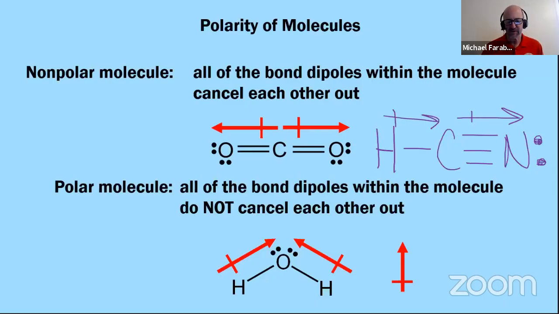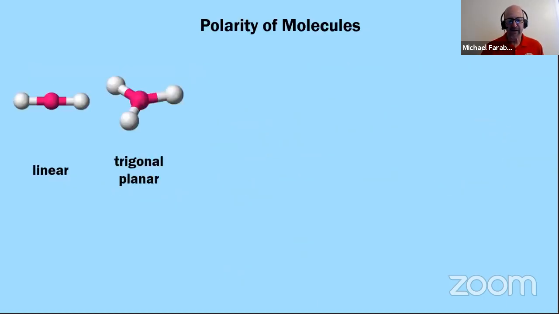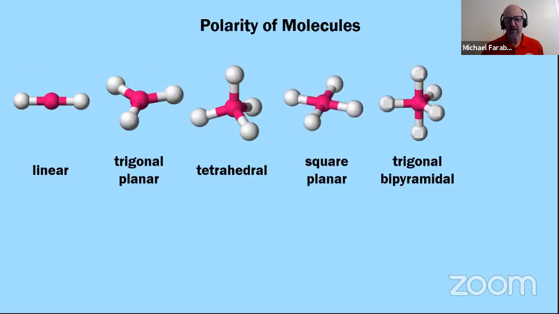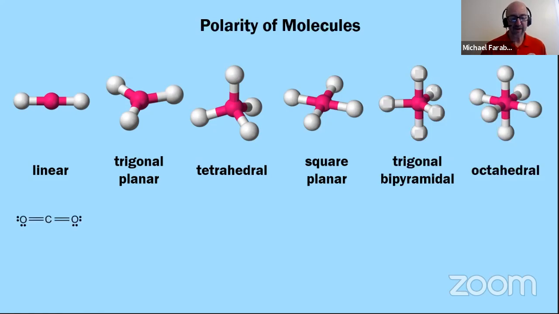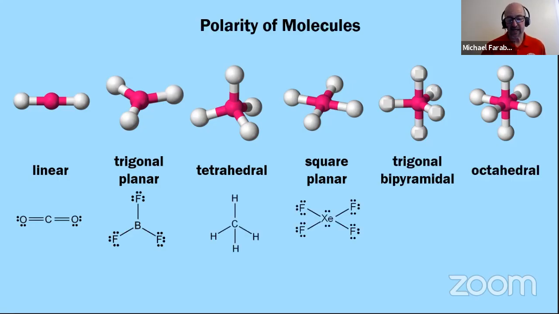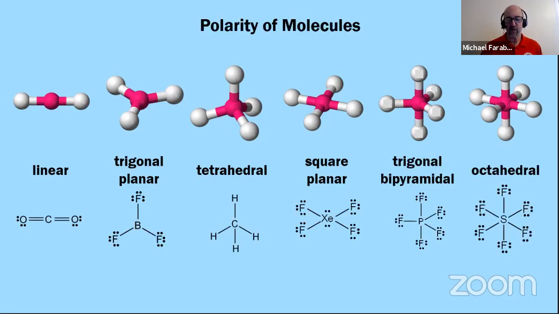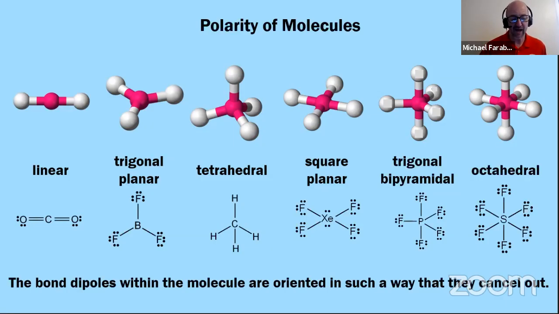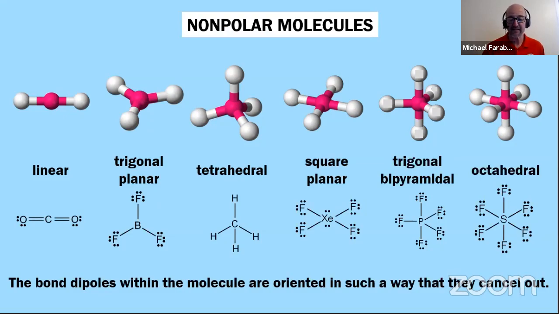Now, speaking of other molecules, besides linear, we have trigonal planar, tetrahedral, square planar, trigonal bipyramidal, and octahedral. I'm going to give you examples of each of these shapes. So there's carbon dioxide. Here's boron trifluoride, methane, CH4, xenon tetrafluoride, phosphorus pentafluoride, and sulfur hexafluoride. Since the terminal atoms are the same and the dipoles are arranged symmetrically around the central atom, the bond dipoles within each of these molecules are oriented in such a way that they cancel out. So each of these six molecules that I'm showing you is classified as nonpolar.